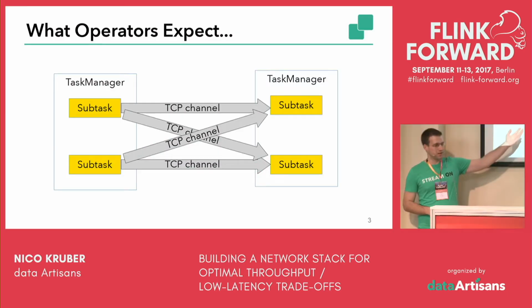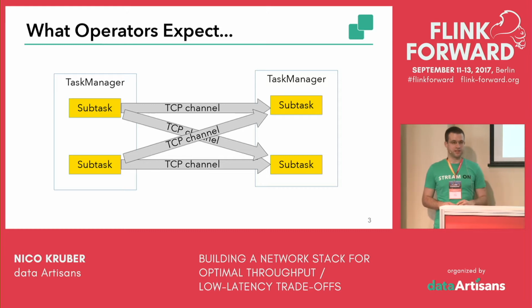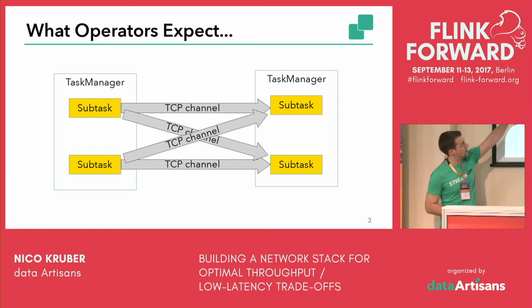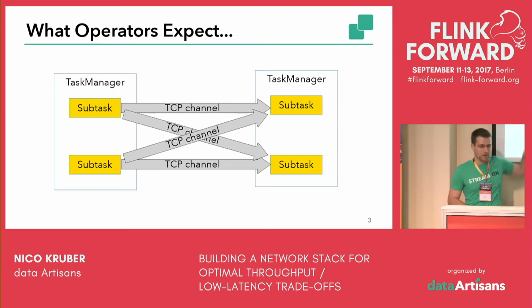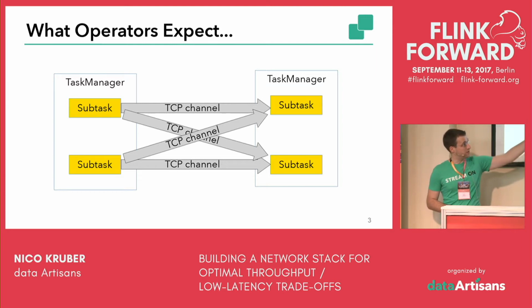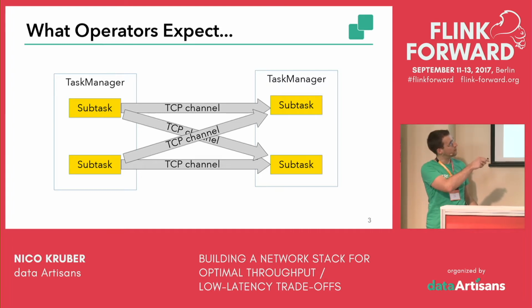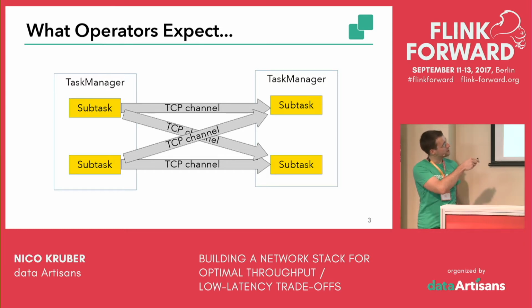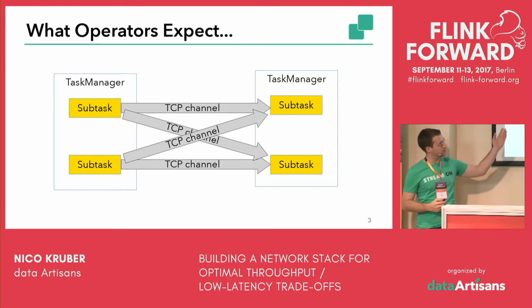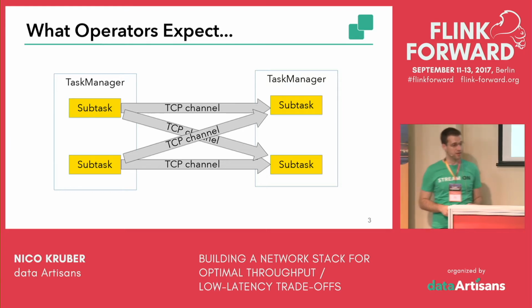So this is basically the view that all the operators expect. Whenever you have a subtask on a task manager, let's assume on this one there are two, and they're communicating with another task manager, and there is something like a keyBy in between, so you shuffle data around. What an operator thinks it's getting is a single TCP channel, and another one, and this one here as well. But this is not how it's done underneath, because that would be quite a lot of TCP channels to open. So we're not doing this.